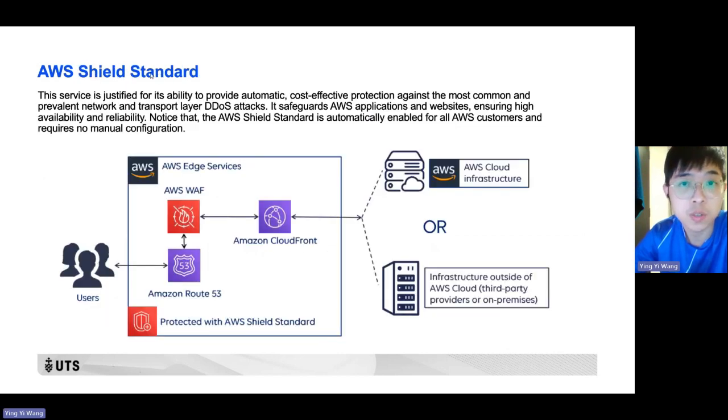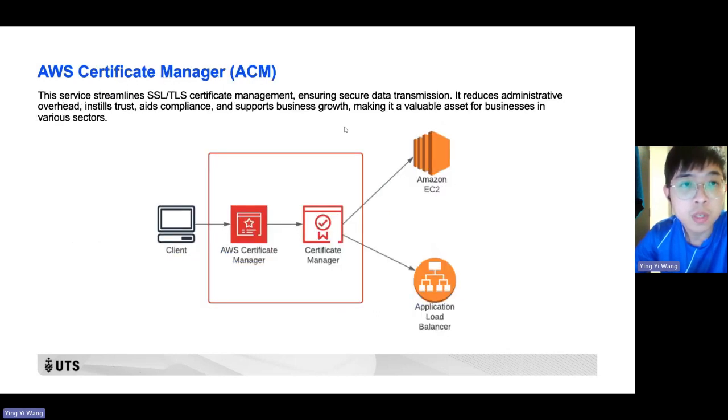And then this is Shield Standard. This is automatically enabled, so we don't have to set it. And this is the AWS service to prevent network and transport layer DDoS attacks. This is the safeguard.